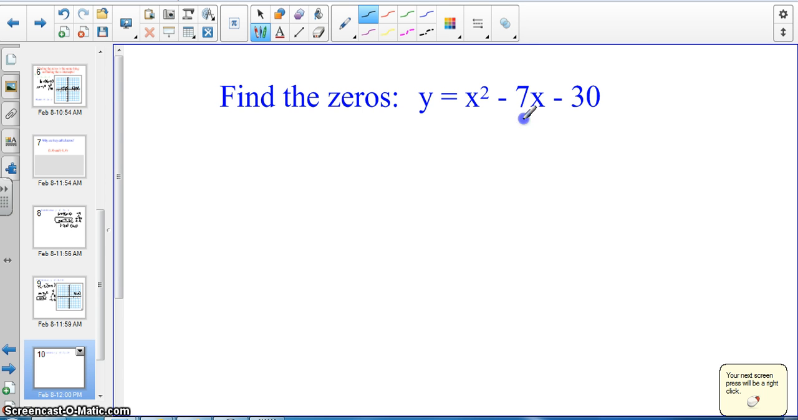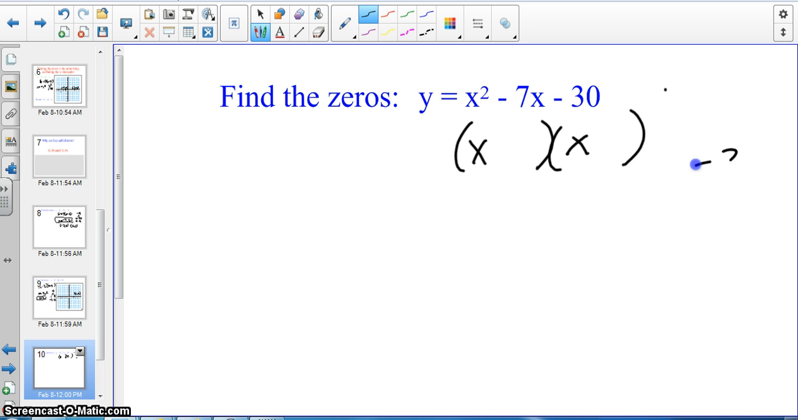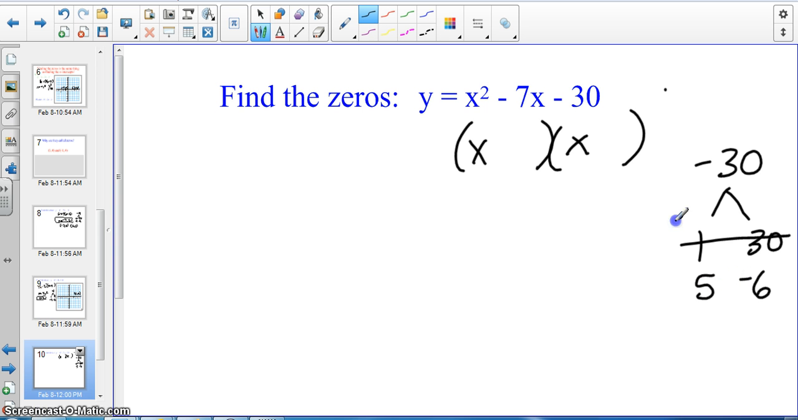This will be the last one we'll go over. So find the zeros. So I factor it. So x and x. Now what two numbers will multiply to negative 30 but then add up to negative 7? So think numbers that multiply to 30. 1 and 30. Can you make one of those negative so it would add up to negative 7? No. 5 and 6. Can you make one of these negative? So 5 minus 6 is negative 1. We need negative 7. Nope. Make that negative. 6 minus 5 is 1. We need negative 7. No. 10 and 3.